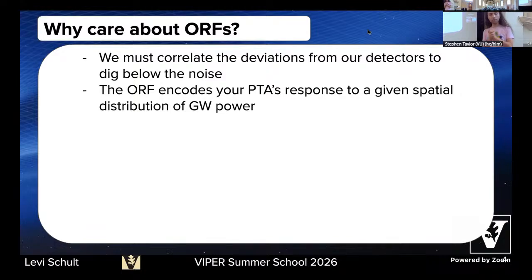And these overlap reduction functions, or ORFs, include your PTA's response to a given spatial distribution of gravitational wave power. That's on the gravitational wave side of things. I'll talk a little bit about the ORFs that can result from other physics that create timing deviations, but I think it can be useful to understand them in terms of the gravitational wave power that your array is responding to.